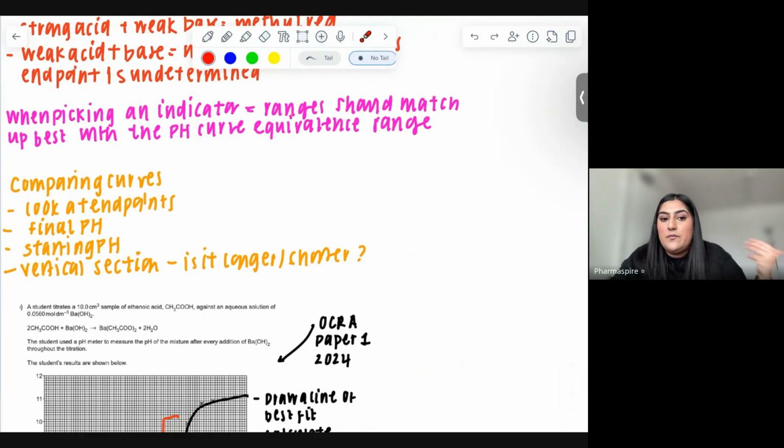You need to also look at your vertical section. So remember, the weaker you go, the smaller your range. So that's how you compare. Those are the sort of parameters you need to be looking at and comparing.